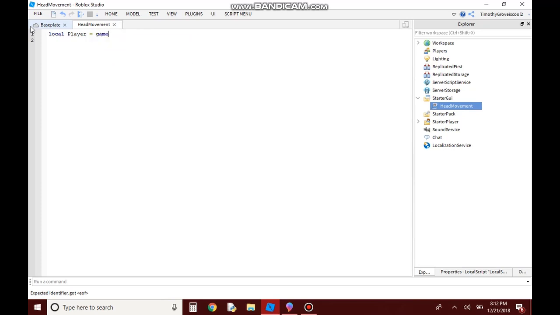So we can do that by doing game.Players.LocalPlayer, since local player is part of the client. And we also need run service, so the player's head can actually move while you're looking up and down. So game service, run service.